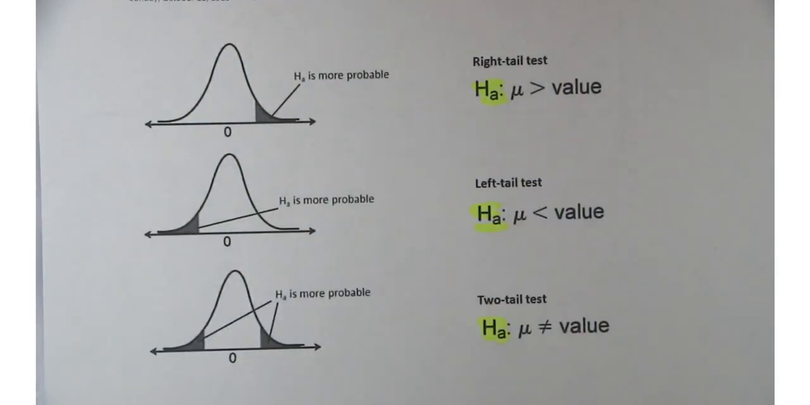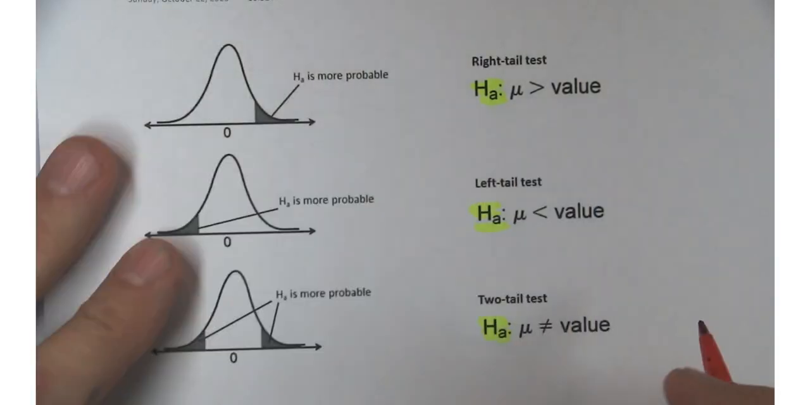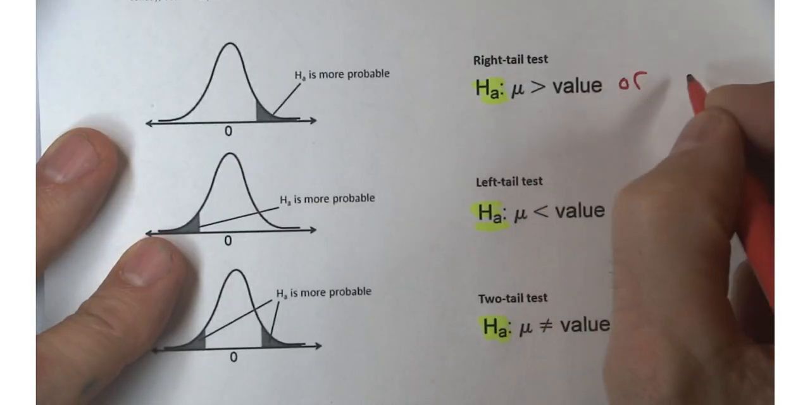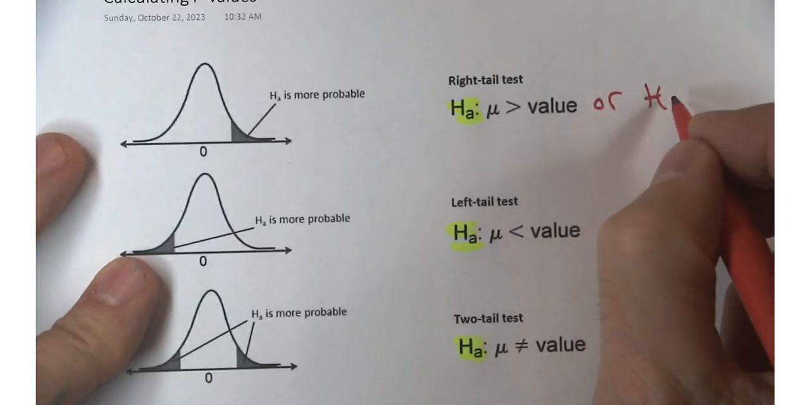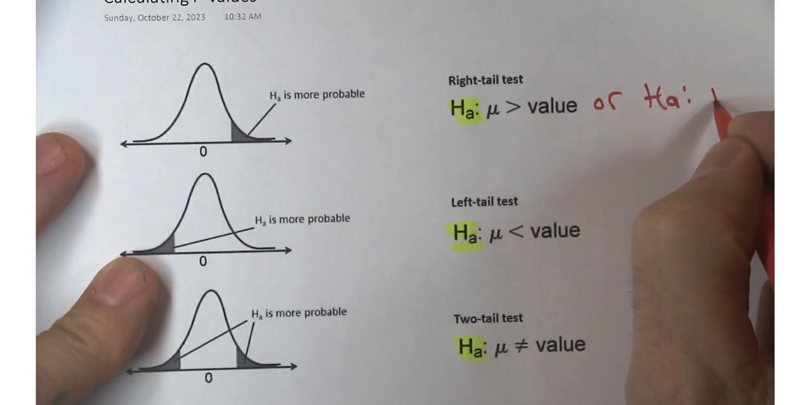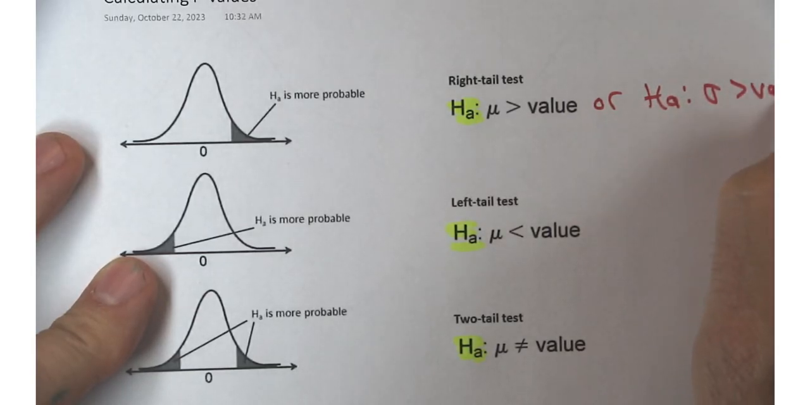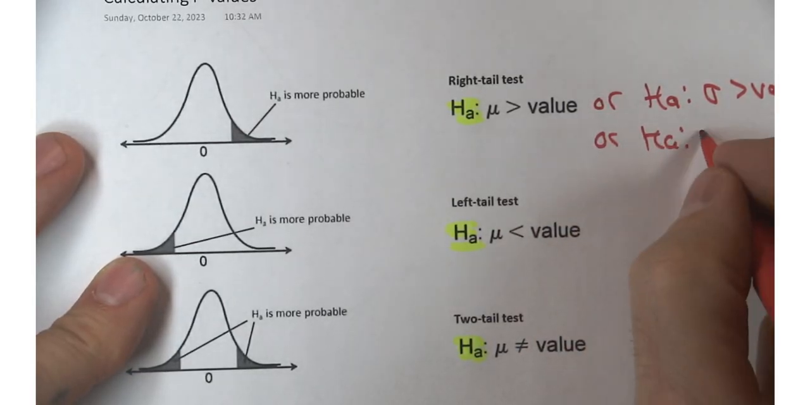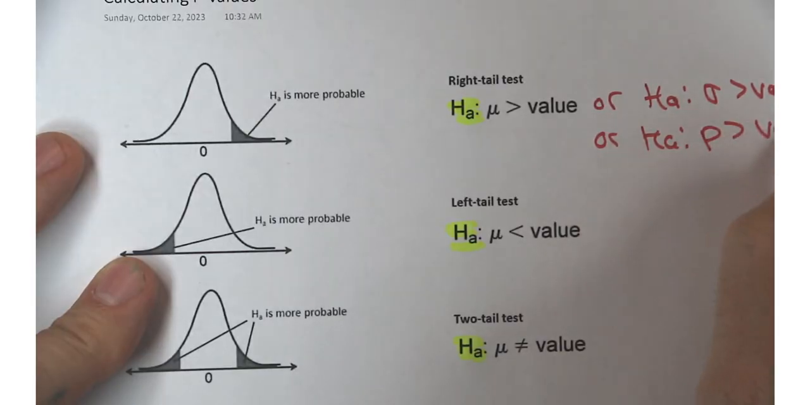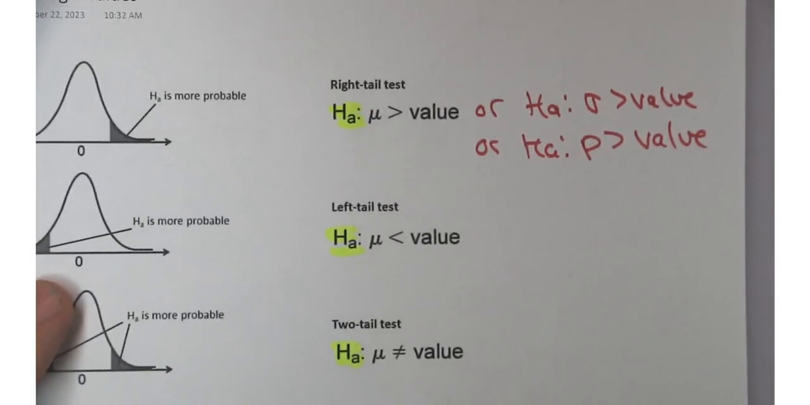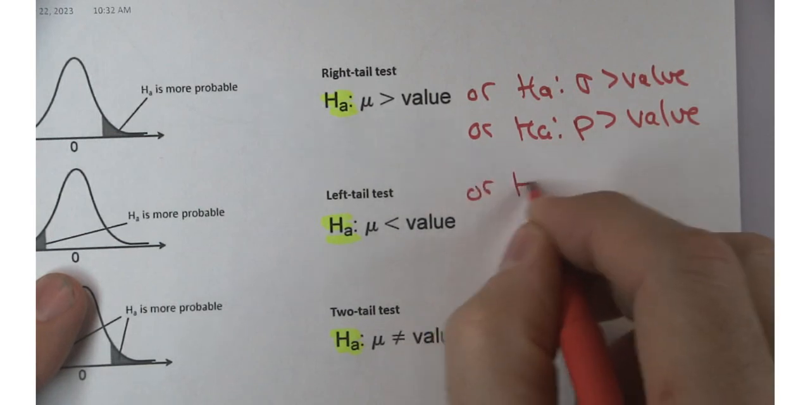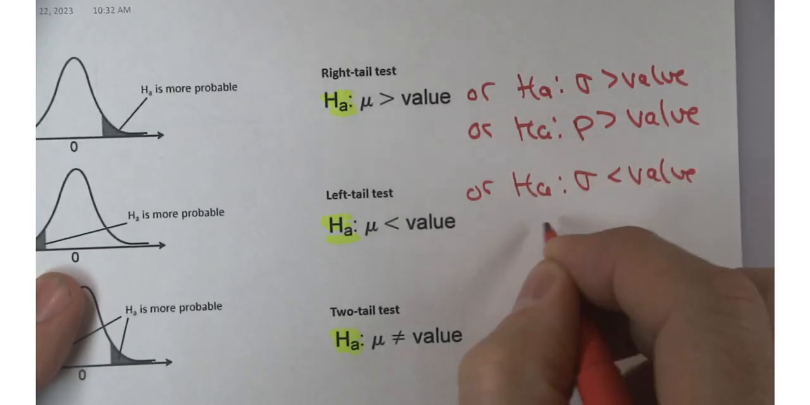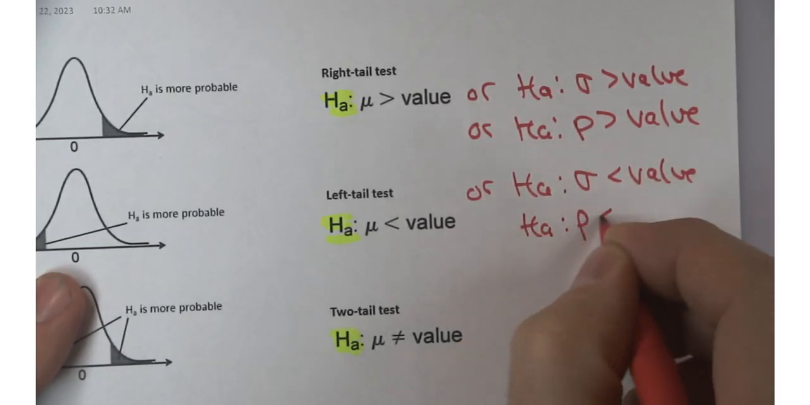It's also true for statements involving standard deviation and proportion. So if I had HA such that sigma is greater than some value, or HA such that P is greater than some value, all of these are going to end up in right tail tests. Likewise, these are going to end up in left tail tests. Sigma is less than some value, or P is less than some value.